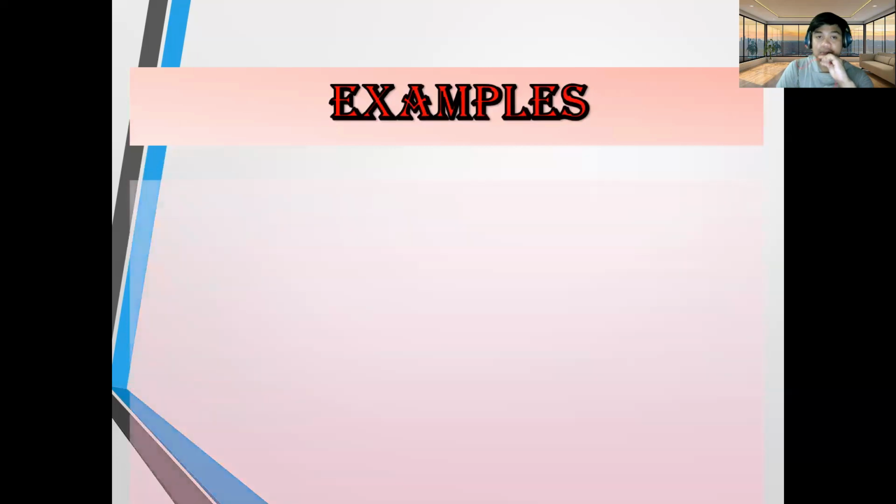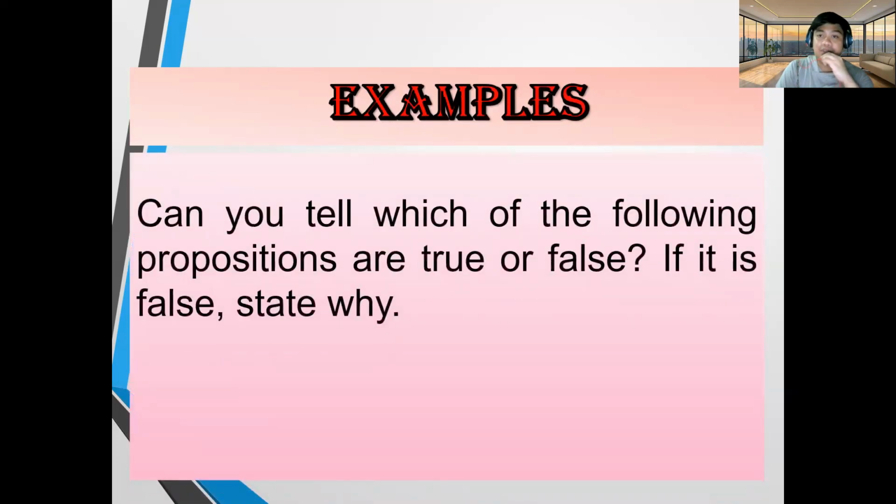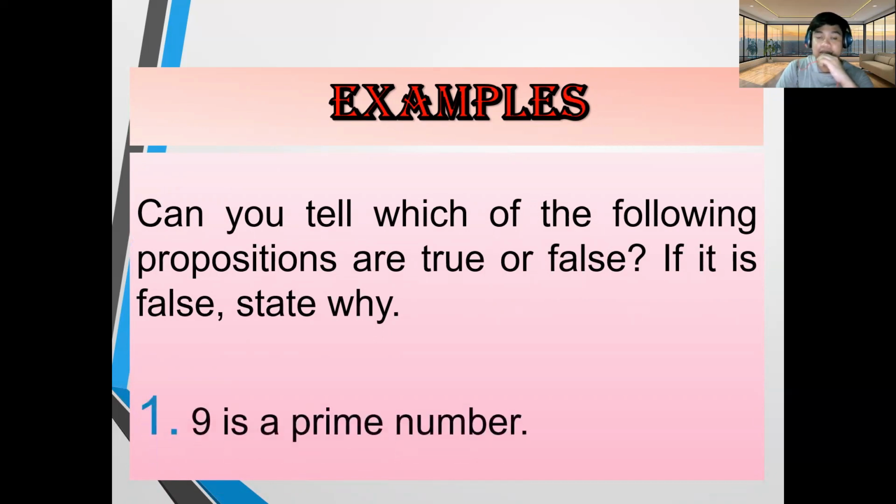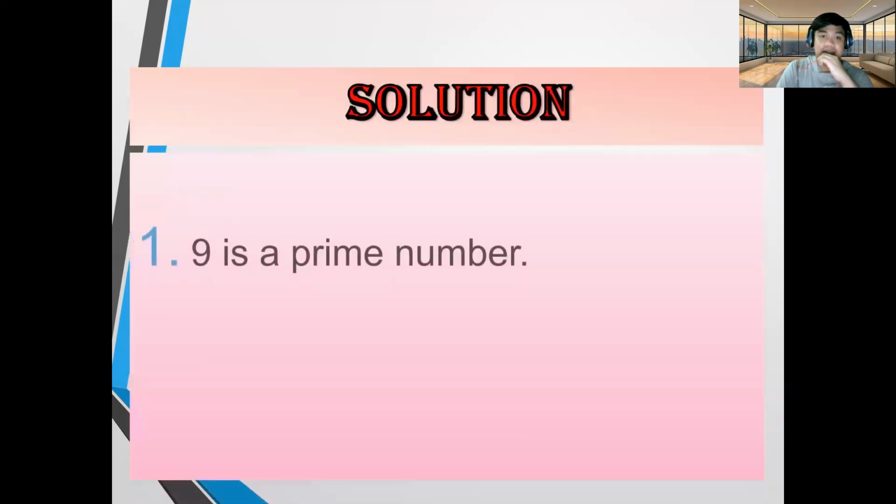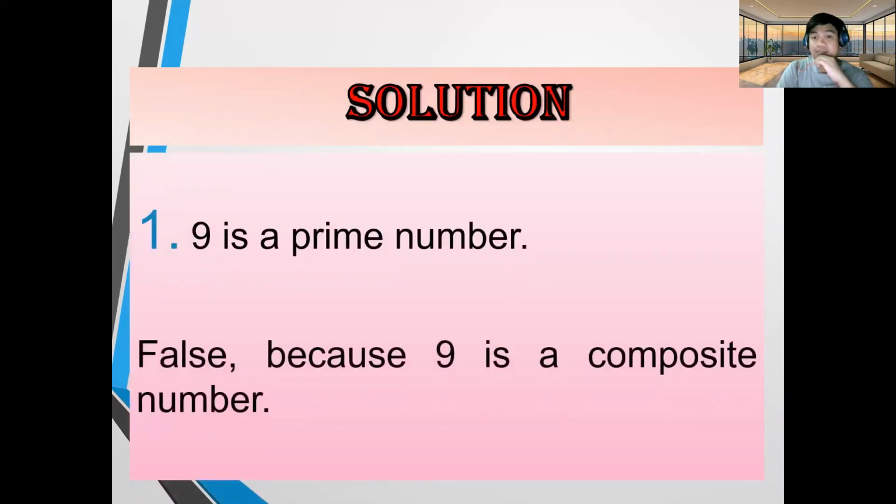So here are examples. Can you tell which of the following propositions are true or false? If it is false, state why. 9 is a prime number. Is it true or false? Our answer is, 9 is a prime number is false because it is a composite number. Again, a prime number is a number whose factors are itself and 1 only.